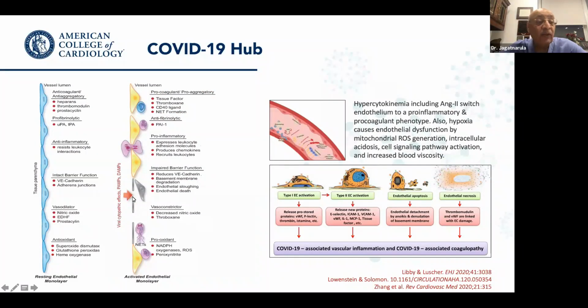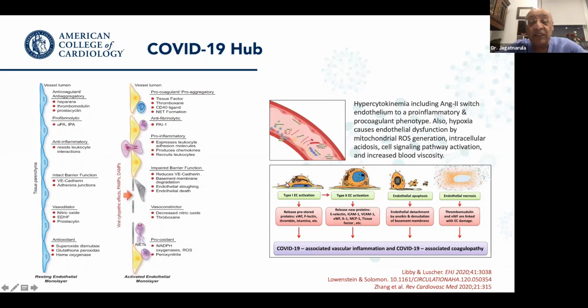Now, once the endothelia are involved, as we know, the endothelium is a homeostatic organ. It is one of the largest organs in the body, and it has properties such as anticoagulant or anti-aggregatory properties. It has pro-fibrinolytic properties, anti-inflammatory properties. It also acts as a barrier, these cells and the basement membrane. It has the vasodilatory function, and then there is the antioxidant property also.